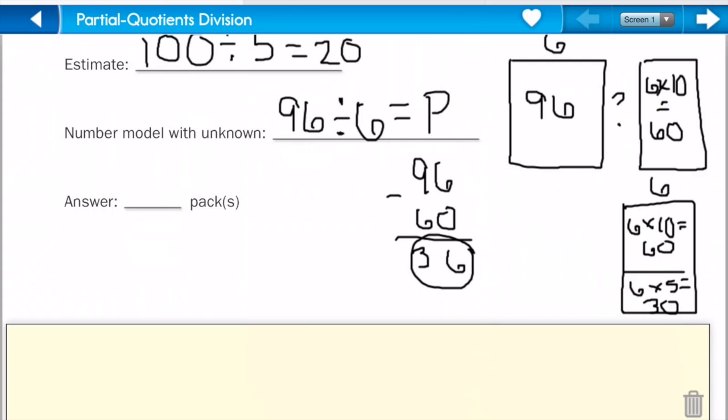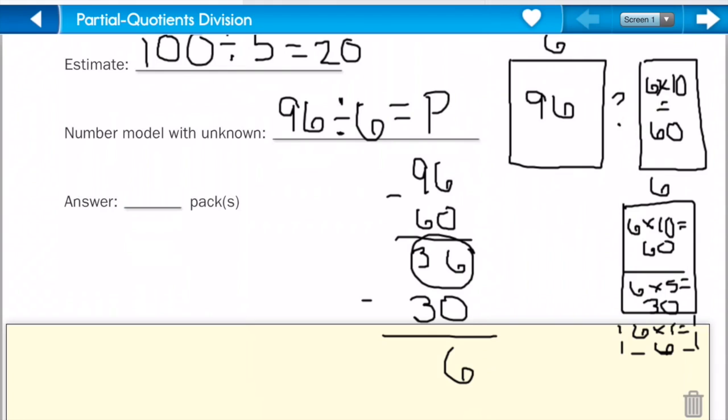So now I'm going to take 36, and I'm going to minus 30, and now I only have 6 left over. So now, I'm going to draw a dotted line down here. How many times does 6 go into 6? Yeah, just one time. So 6 times 1 equals 6.